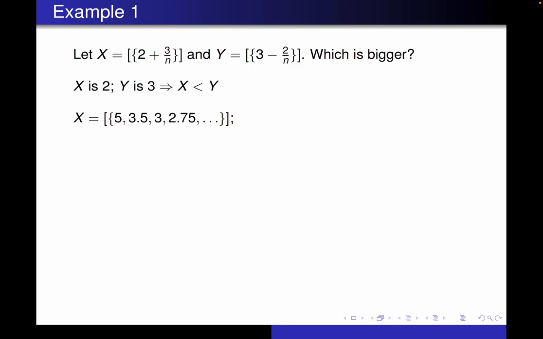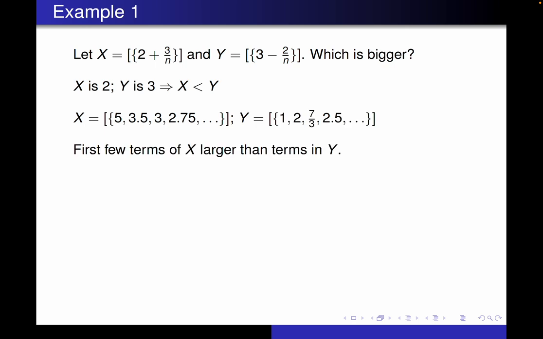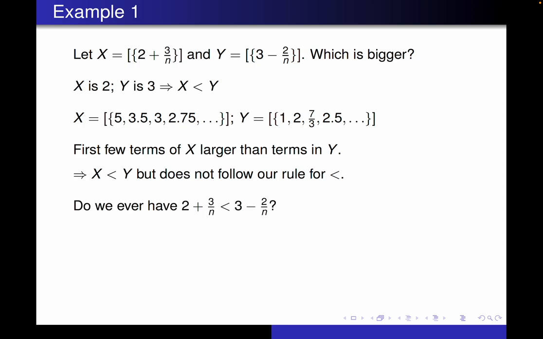However, if you look at the first few terms of the sequence in x and the first few terms of the sequence in y, the first few terms of x are larger than the terms of y. 5 is bigger than 1, 3.5 is bigger than 2, 3 is bigger than 7 over 3. So that does not satisfy the definition that we had there. So x is less than y, but it doesn't follow our rule. So that's not so great.